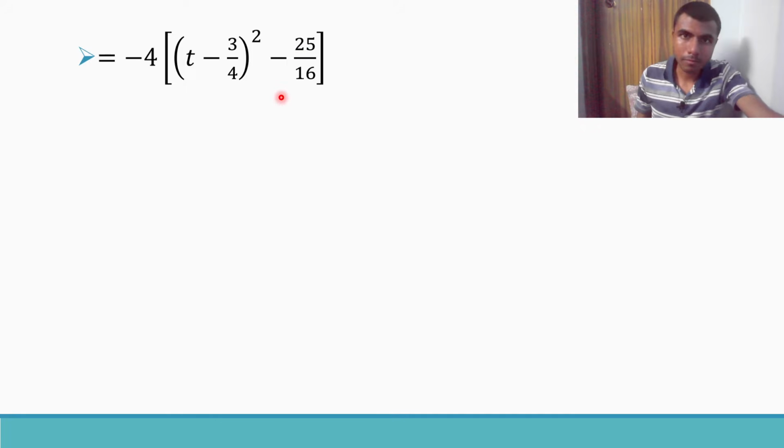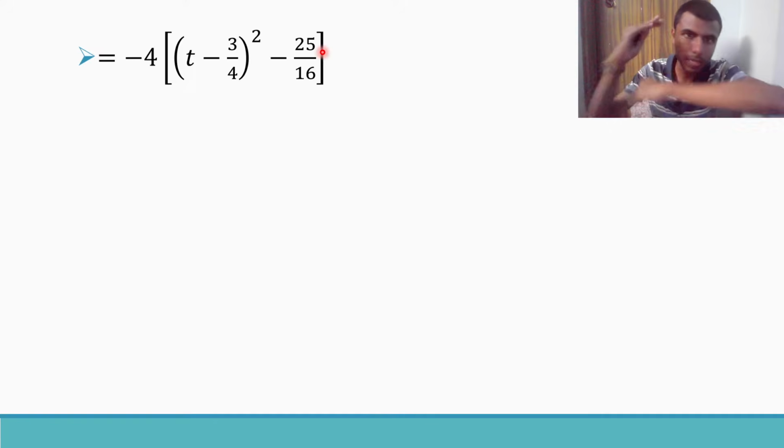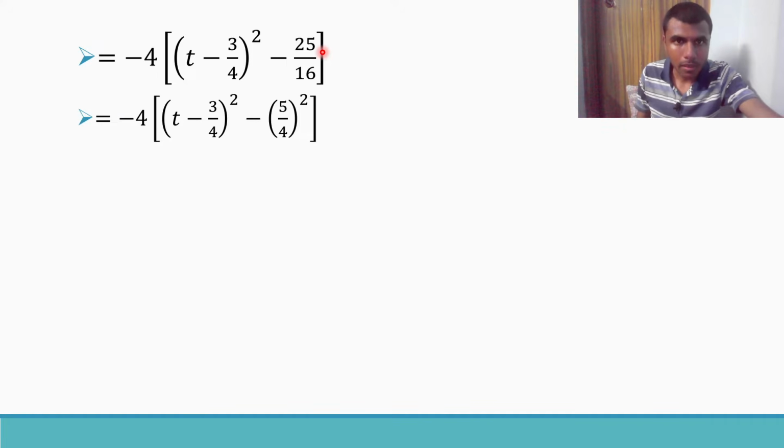25 by 16, 25 is 5 square and 16 is 4 square. So I can write 25 by 16 as 5 by 4 whole square. So now we can start our integration.